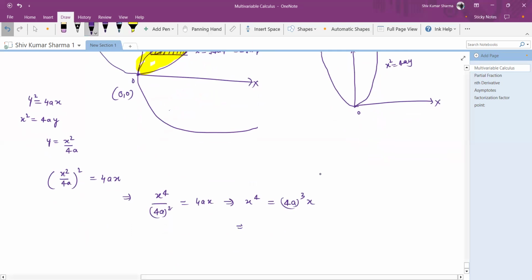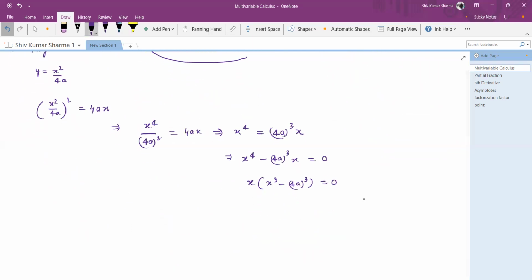Okay, so this we can write down as x raised to the power 4 minus 4a raised to the power 3 into x is equal to 0. So x we can take as common. So this gives us x cube minus 4a raised to the power 3 is equal to 0. Okay, so do the factors. The first factor means x equal to 0, or the second factor we can take as 4a raised to the power 3 is equal to 0.